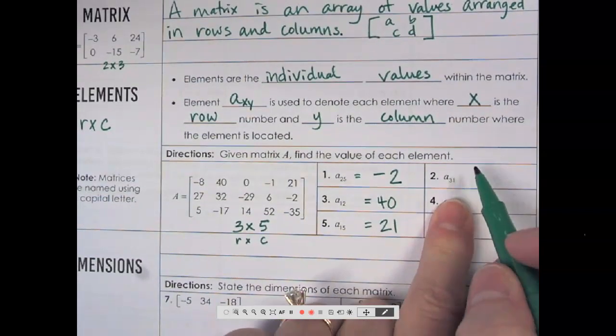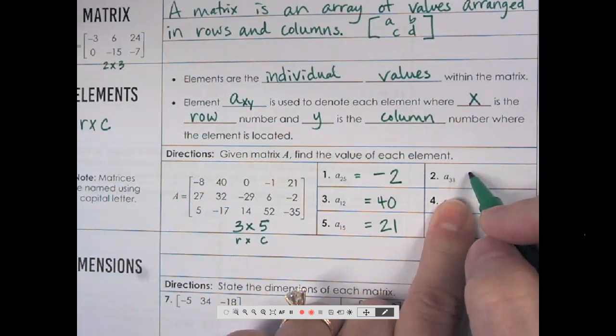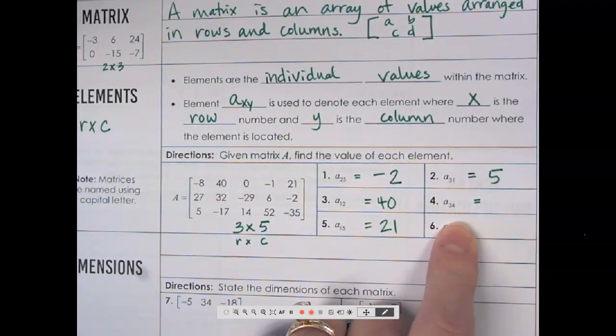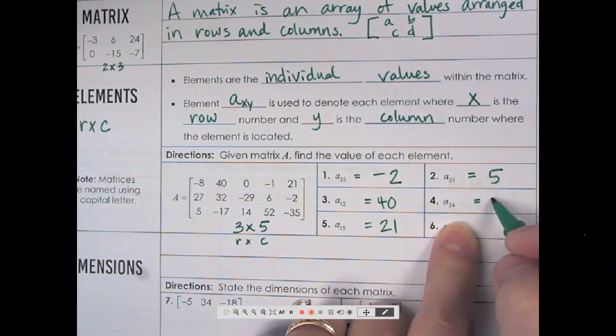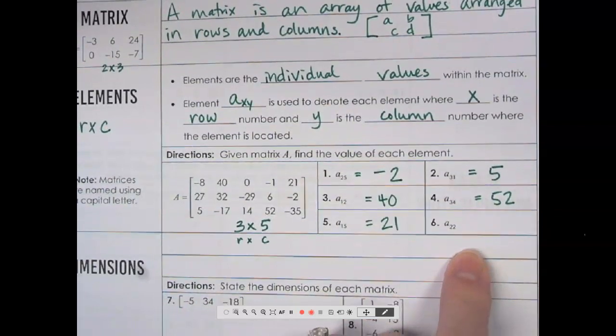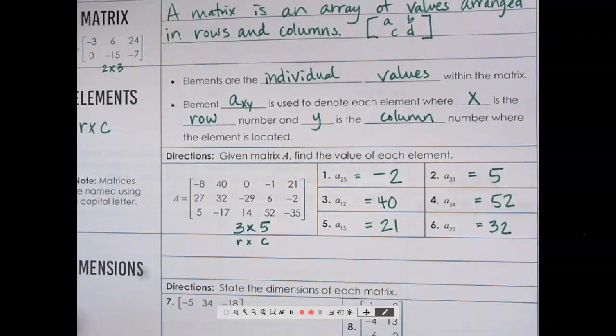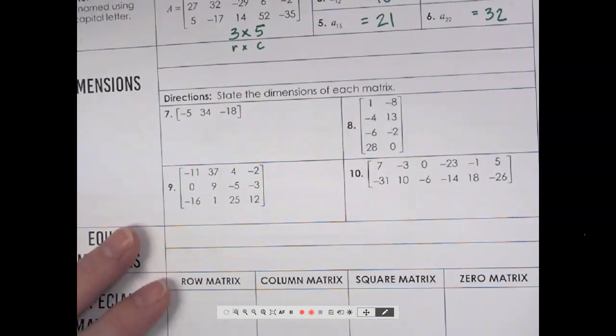Okay, so what is A31? What'd you get? 5. What is A34? 52. And A22? 32. Okay, any questions on that? Casey? You're good? Okay. All right, so for these, we're just going to state the dimensions.